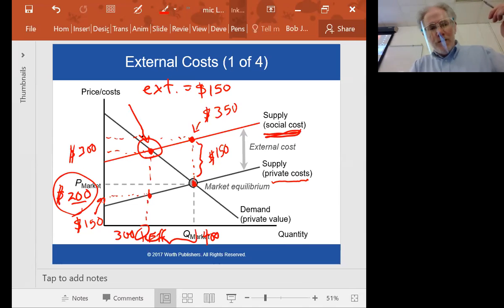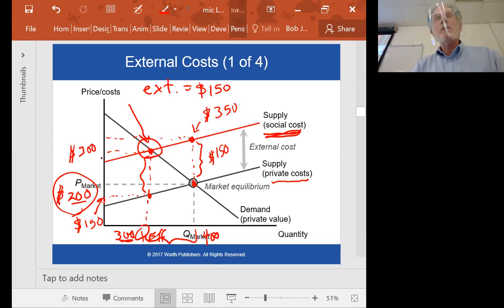And what's the cost of producing that last tire? The private cost of producing that 300th tire would be $150. Okay. The producer bears the cost of $150 when he produces that tire. But then the community bears an additional $150. So the total cost of producing that last tire is $300. The benefit from that last tire is $300. So the efficient outcome would be to produce 300 and for the price to be $300 per tire.